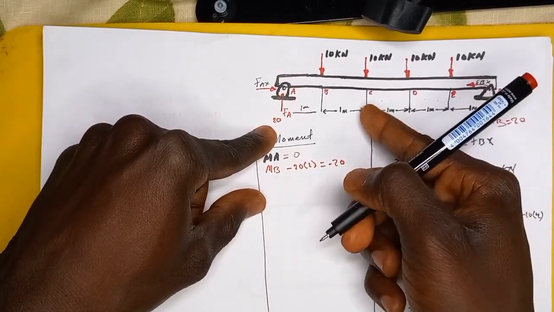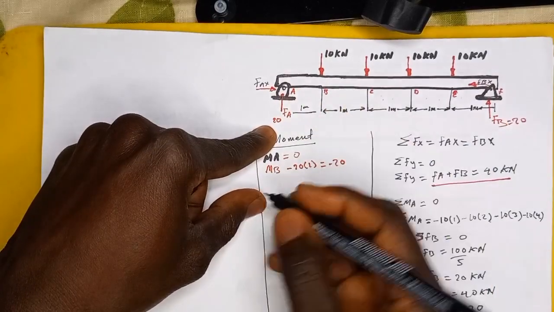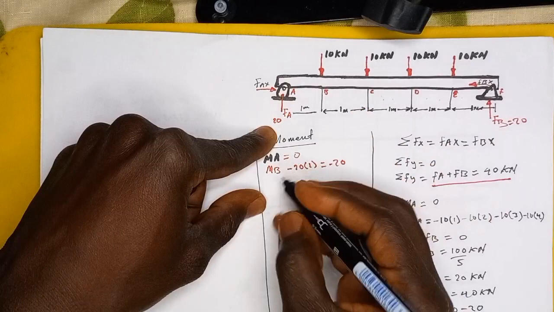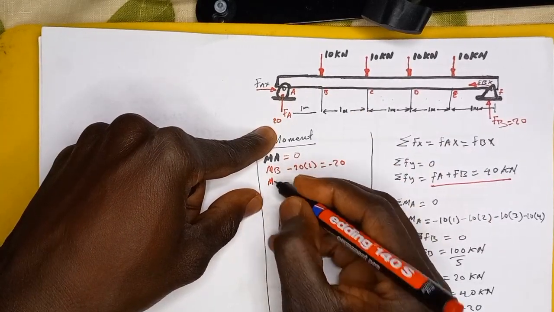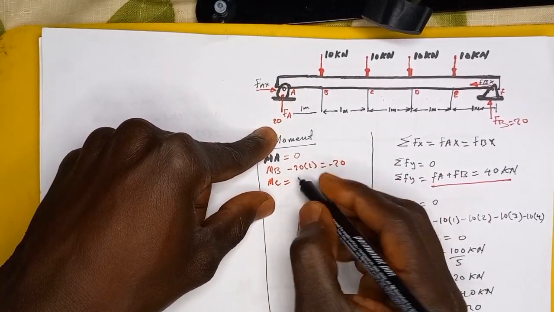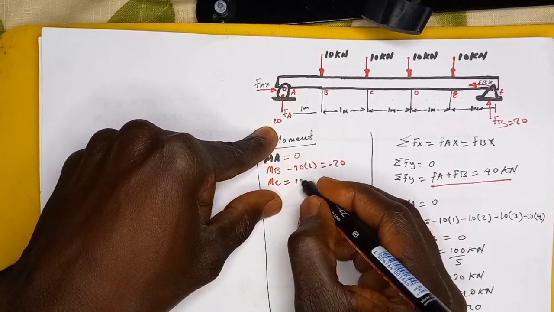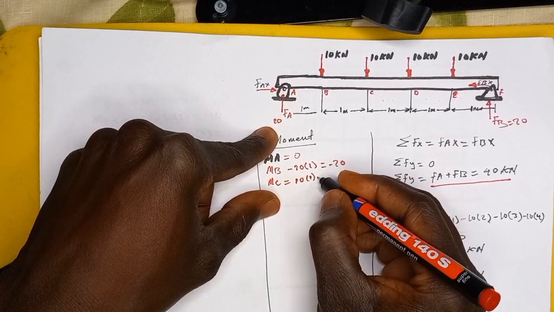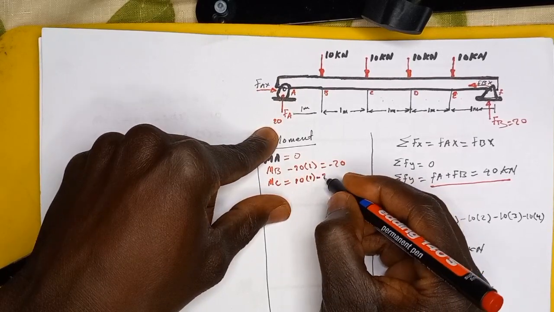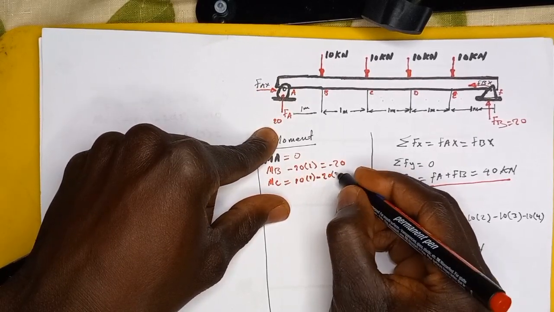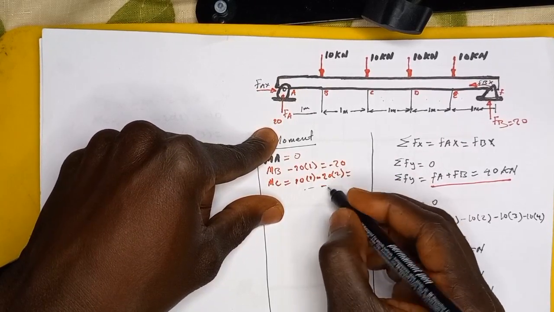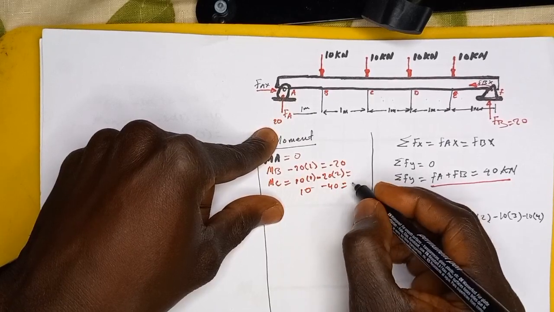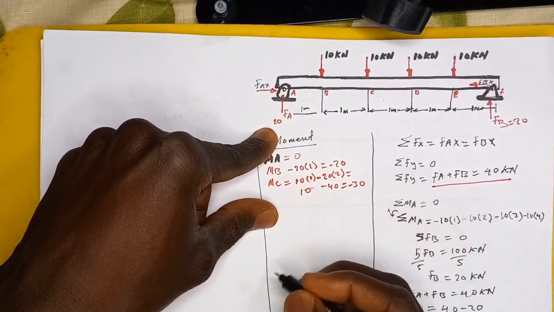And the moment about point C, we have two forces. This is going in the anti-clockwise, and this is going in clockwise. So like that, the moment at C is going to be 10 times 1, minus 20 times 2. It is minus 40, and it is 10. So the result here is minus 30, right?